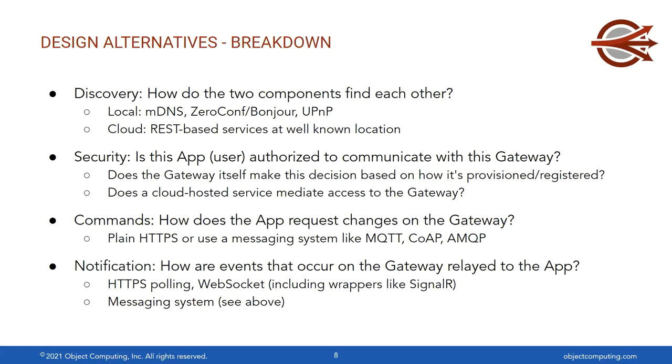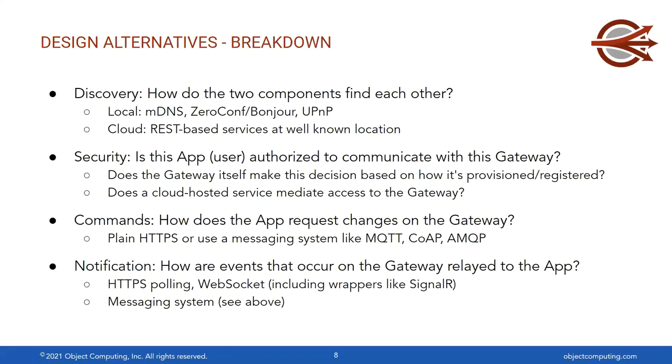So once we've taken care of some of these infrastructure needs, like the discovery and security, we can think about the data flow. Two directions of data flow, which here we'll call commands and notification. Commands is if the app wants changes on the gateway. For example, it wants to tell the gateway that the smart lock on the front door should be locked. So should it be sending HTTPS? Should there be a POST for that? Or should we employ a messaging system like MQTT, CoAP, or AMQP?